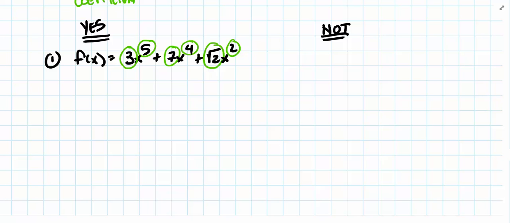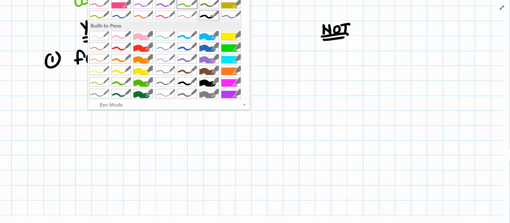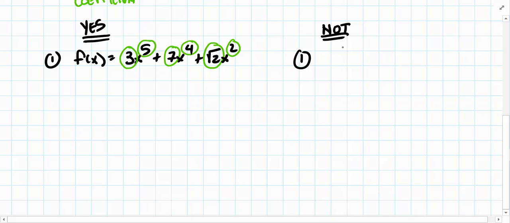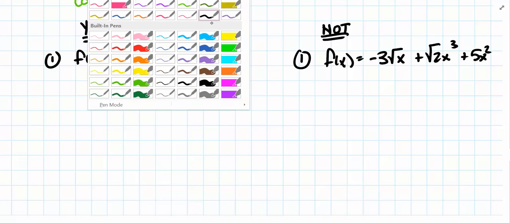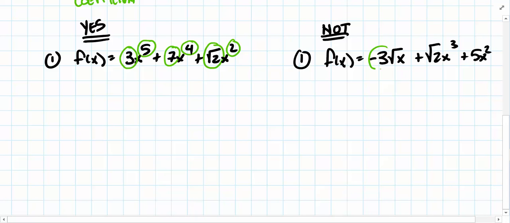Let's take a look at an example of one that is not and see if you can figure out why. Okay, here's number 1 for this one. Let's give you f of x is equal to negative 3 square root of x plus the square root of 2 x to the 3rd plus 5x squared. For some reason I'm telling you that this is not a polynomial function. What is it? Well, let's go through the analysis. Does anybody see it so far? Let's hear it. This, negative 3, is that a real number? Sure is. Square root of 2, is that a real number? Yep. Is that a real number? Yep. So it must have something to do with the exponents. What's the exponent here?